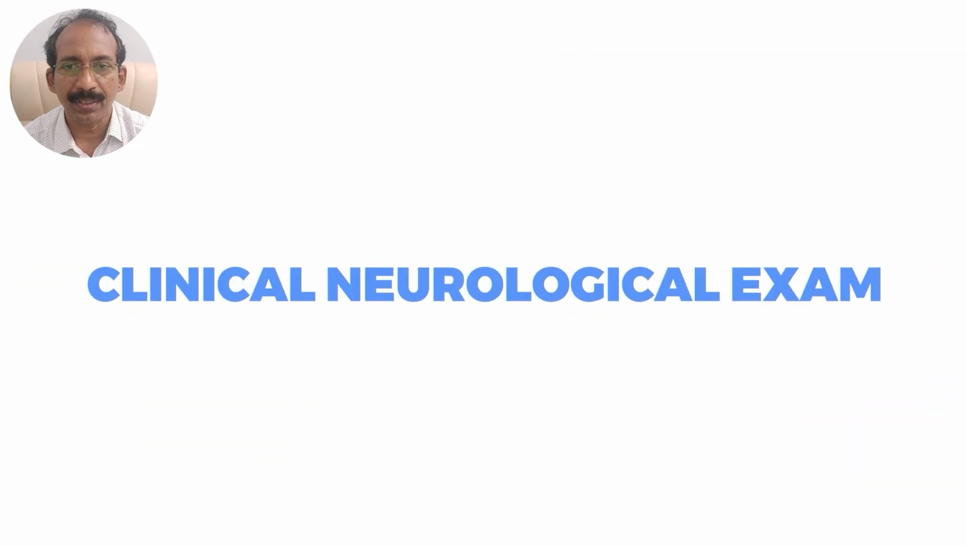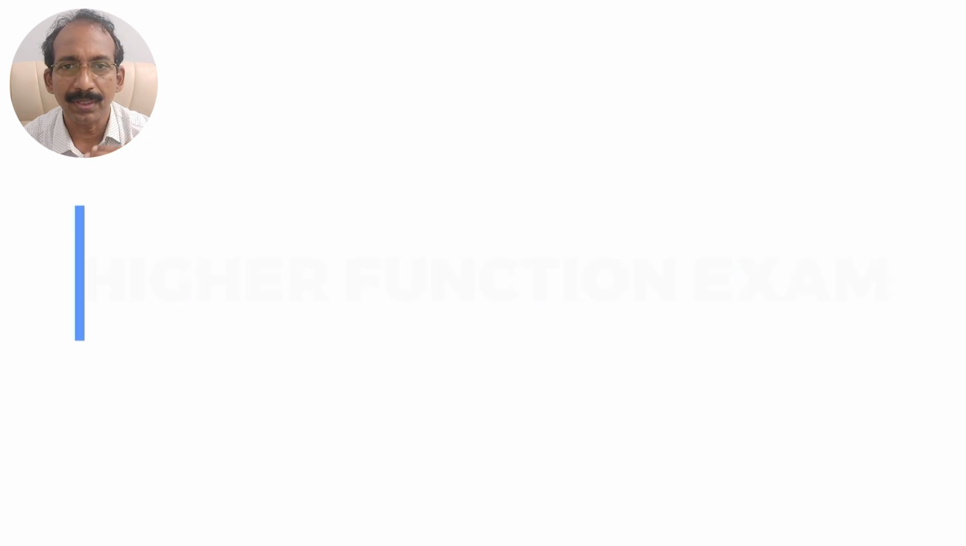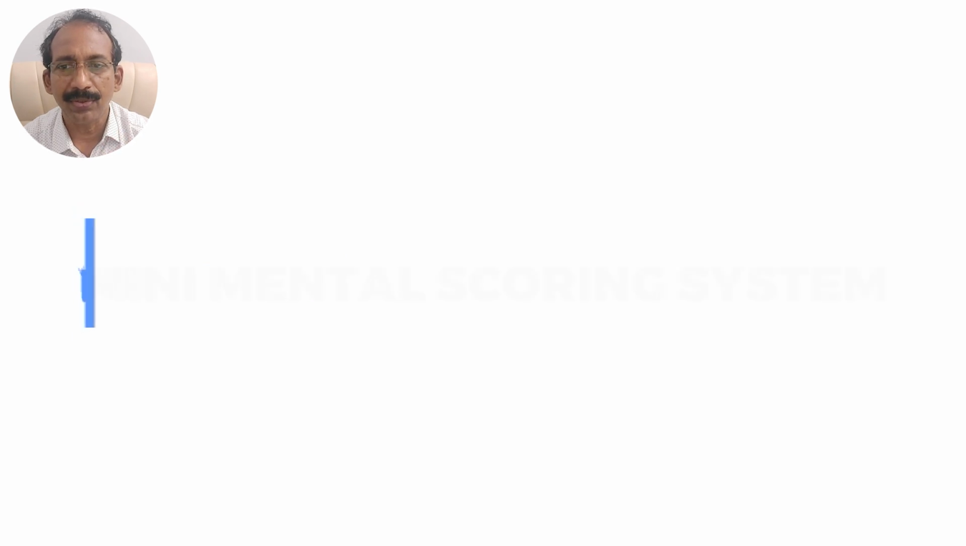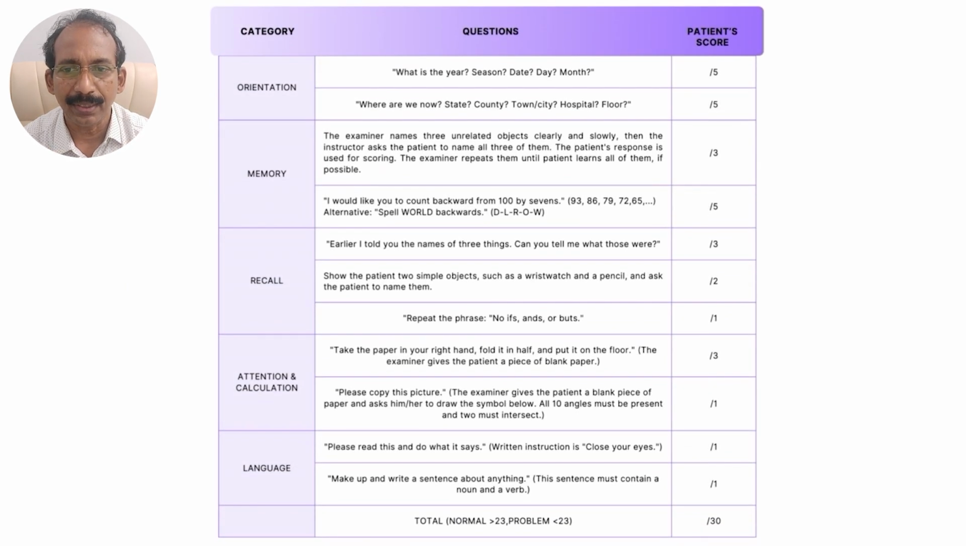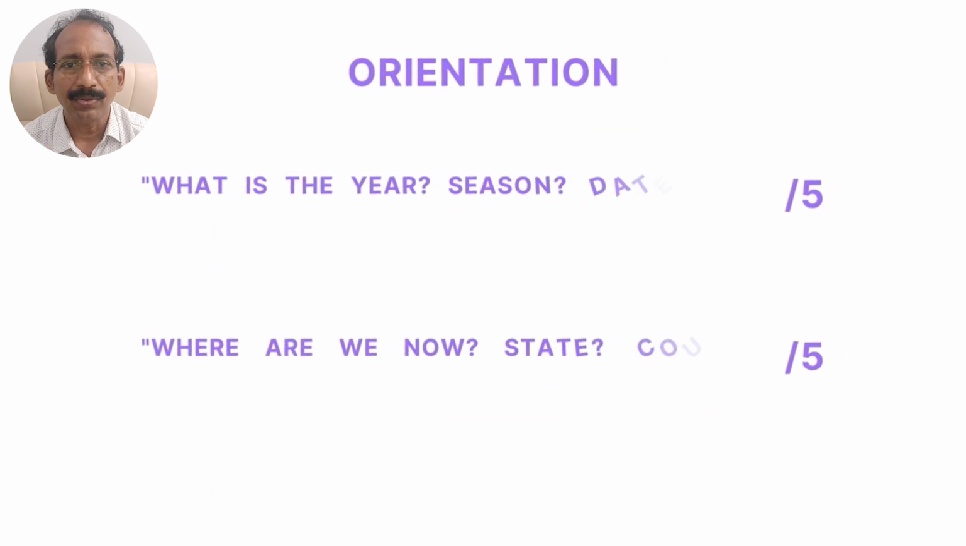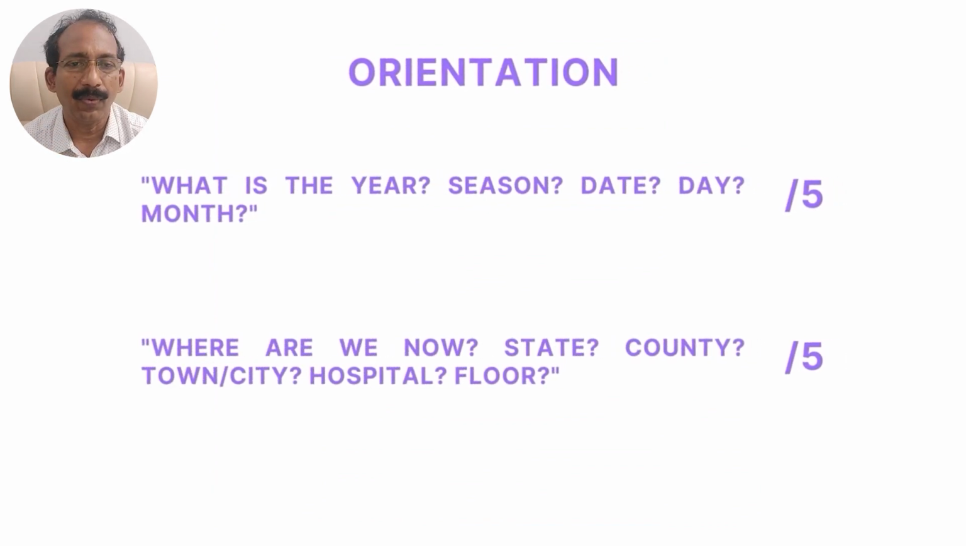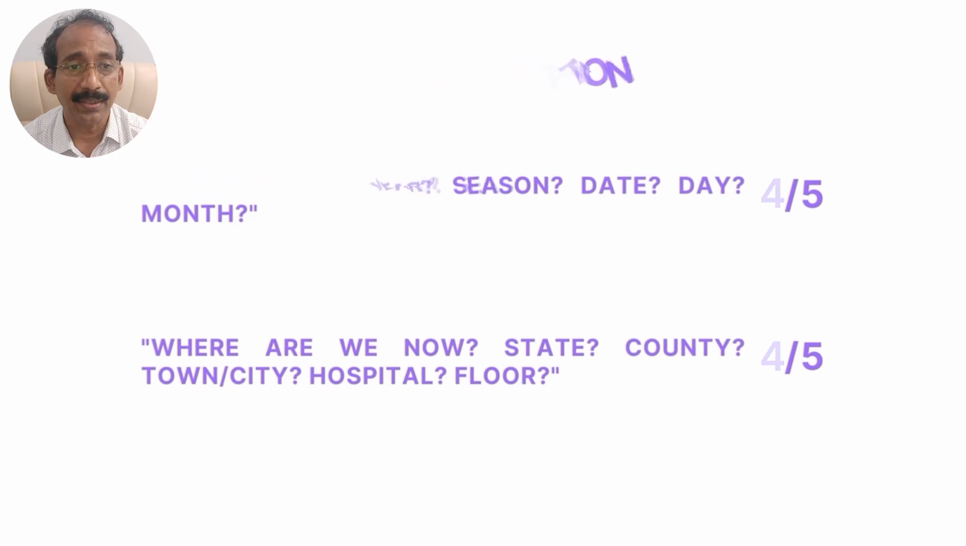Now we'll see how to perform a clinical neurological examination at the bedside. We will go in an order like higher function, cranial nerves, motor, sensory, cerebellar. For the higher function test, usually we use the mini-mental scoring system. That means we have a questionnaire with orientation, memory, recall, attention and calculation, as well as language. We'll see one by one. First, whether the patient is oriented to time, like what's the day, what's the week, month, etc., and orientation to place, where is the patient, in the hospital, in the house, etc.